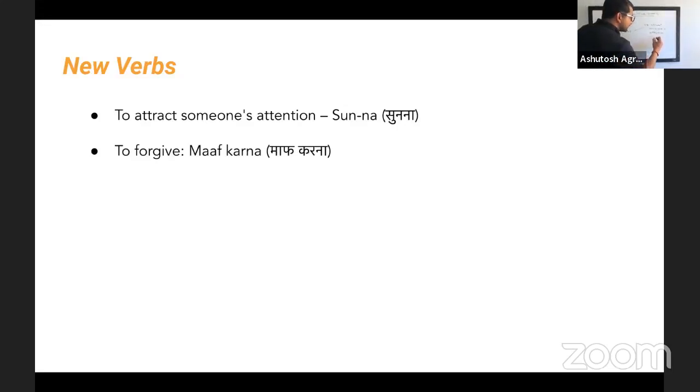So when you want to attract someone's attention, you want to use the word sunana, right? Typically, when we hear this word, it's basically to hear. But when you want to get someone's attention also, you use this verb sunana, and the variations around that. And the second one is to forgive. When you want to forgive someone or something, it's maaf karna. Maaf karna. So by the end of this class, we'll be mastering these two words.